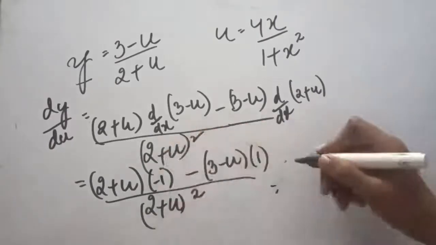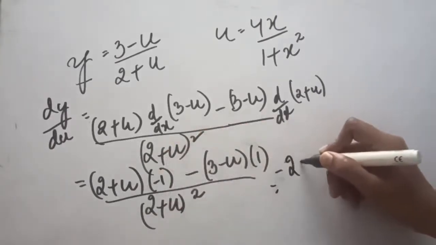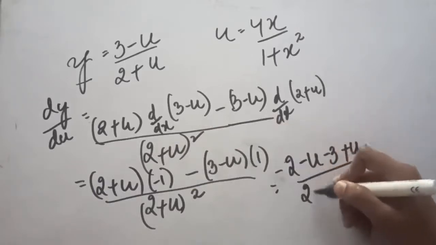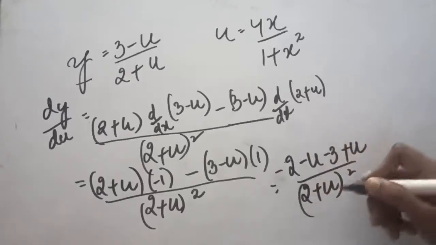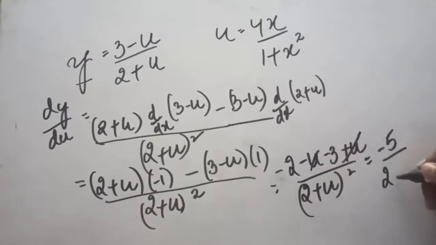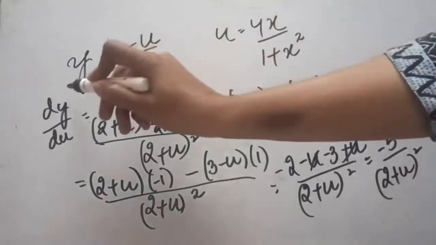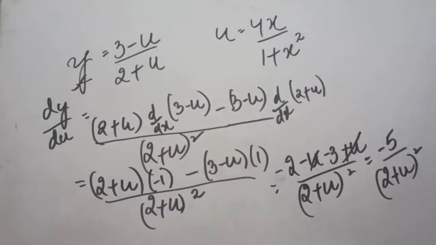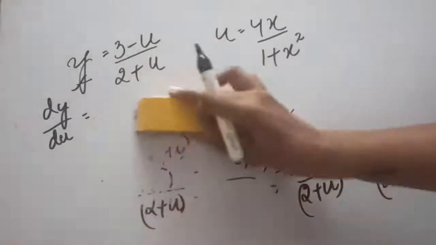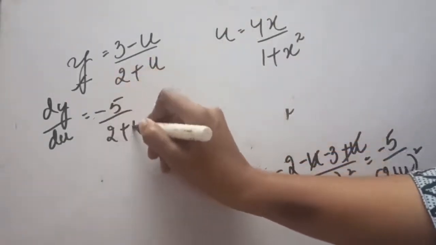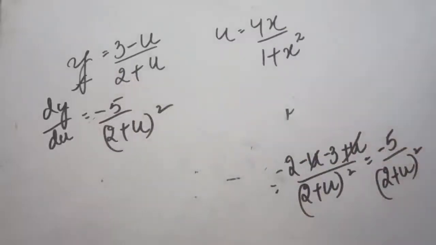So if we open these brackets, it is minus 2 minus u minus 3 plus u divided by 2 plus u square, and ultimately it will be minus 5. This u will be cancelled, divided by 2 plus u square. So now we have solved this and we calculated dy upon du, and this is the answer. So let us write this answer here so that we can use it for our final solution. So this is what we have got.